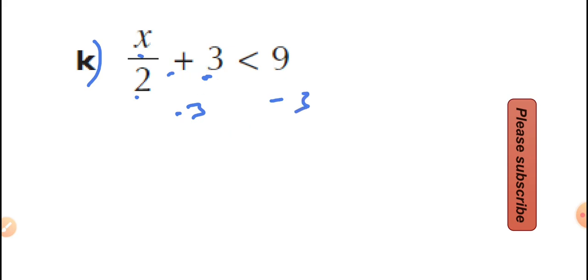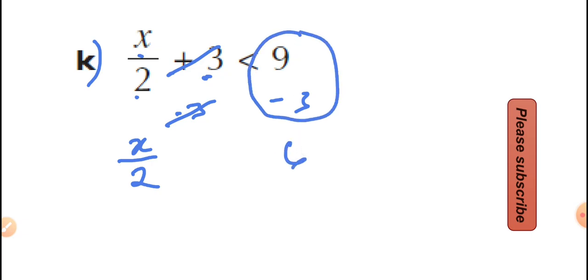So on the left hand side, the plus 3 and the minus 3 cancel out, leaving just x over 2. And on the right hand side, 9 take away 3 is 6. And just copy the sign down.